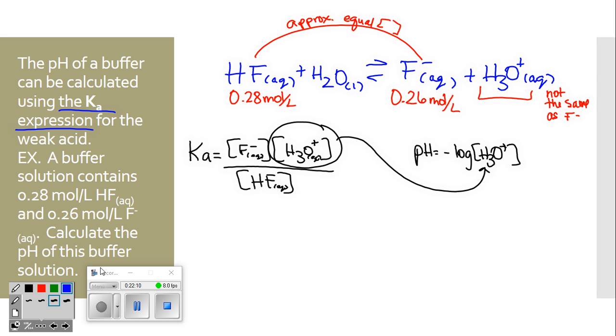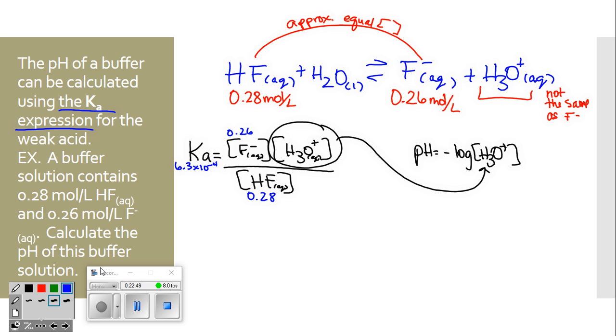Well, I know Ka. Ka in the data booklet is 6.3 times 10 to the power of negative 4. I looked up Ka for the weak acid because that's the expression that I wrote. I know F negative is 0.26, and I know HF is 0.28. Remember that the K expression is always equilibrium concentrations. In this case, that's what we have, but you might remember that sometimes we assume that at equilibrium so little has changed that we can use the same value.